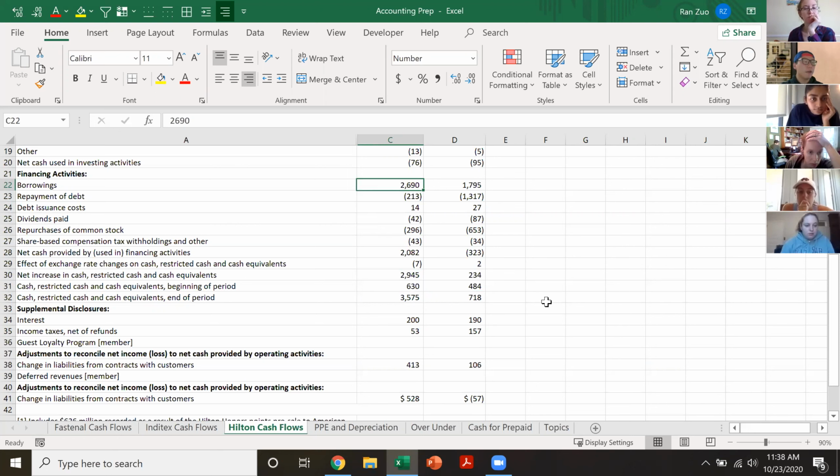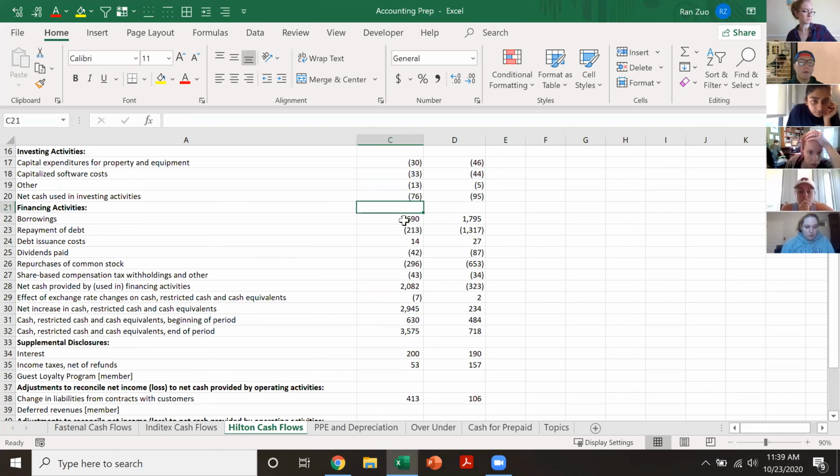So this is kind of the analytical portion of the cash flows. How did they get from 600 million to $3.6 billion? Well, they borrowed almost $2.7 billion. Presumably they need cash, so they borrowed money. Hilton's struggling, and a lot of hotels are struggling. So if you guys are courageous enough, go stay in a Hilton or something. I don't know.